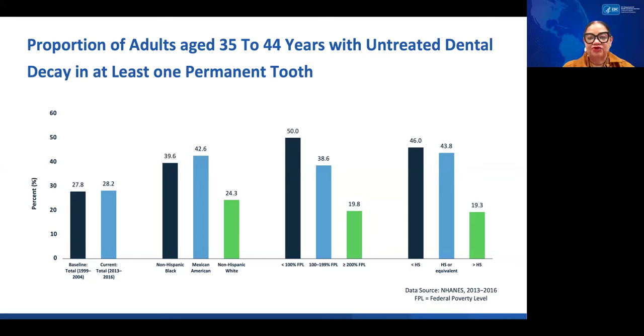And then similarly, when you look at federal poverty level, you can definitely see that there are some strong differences for untreated dental decay when you look at it from an income standpoint. And then finally, with education as well. Next slide.